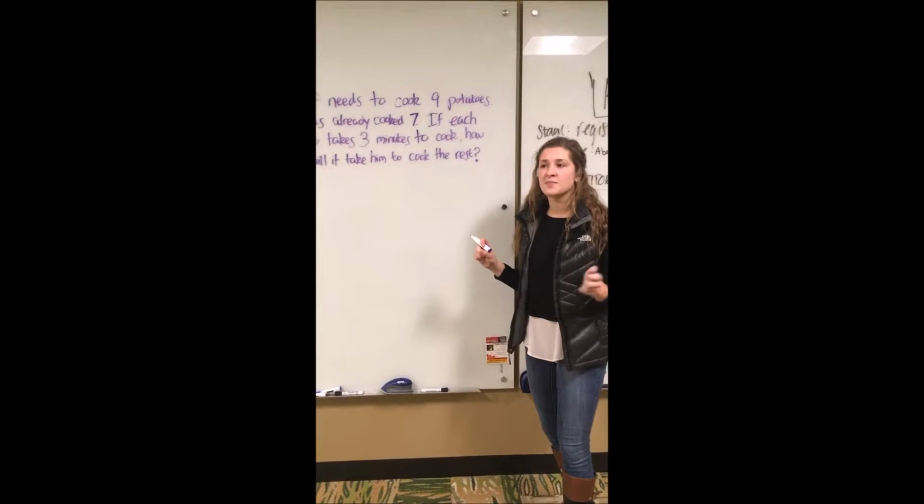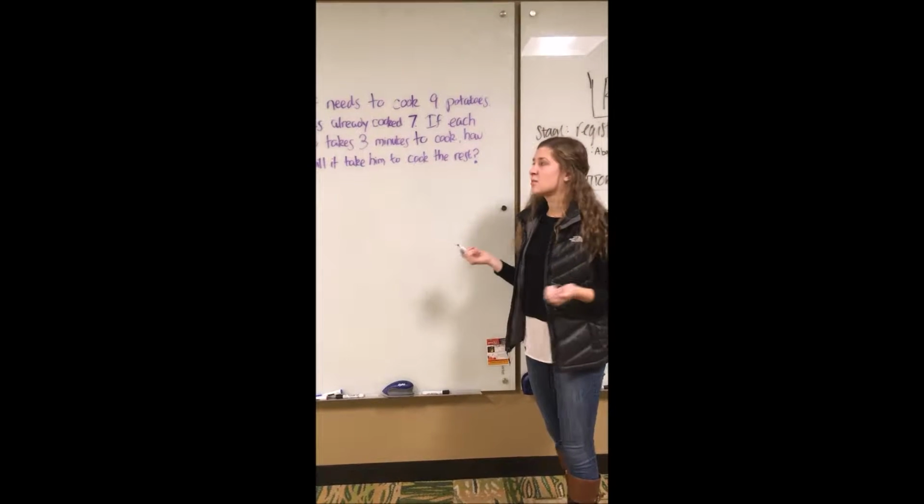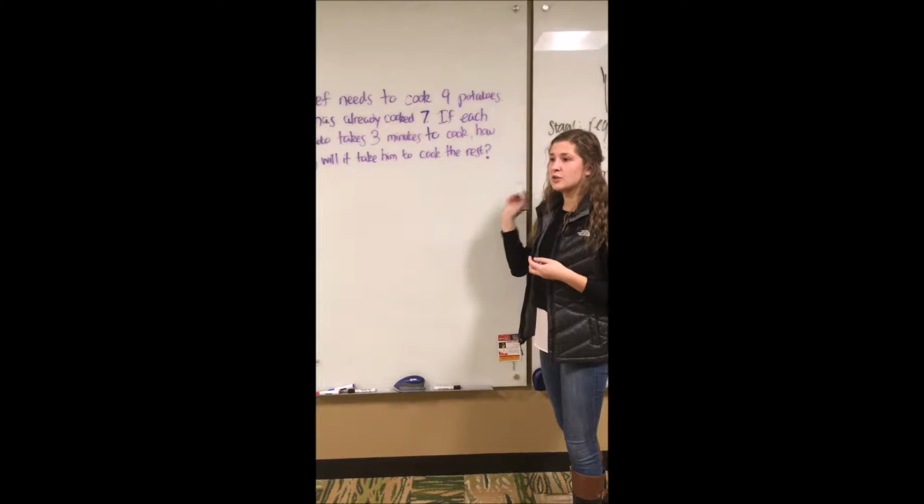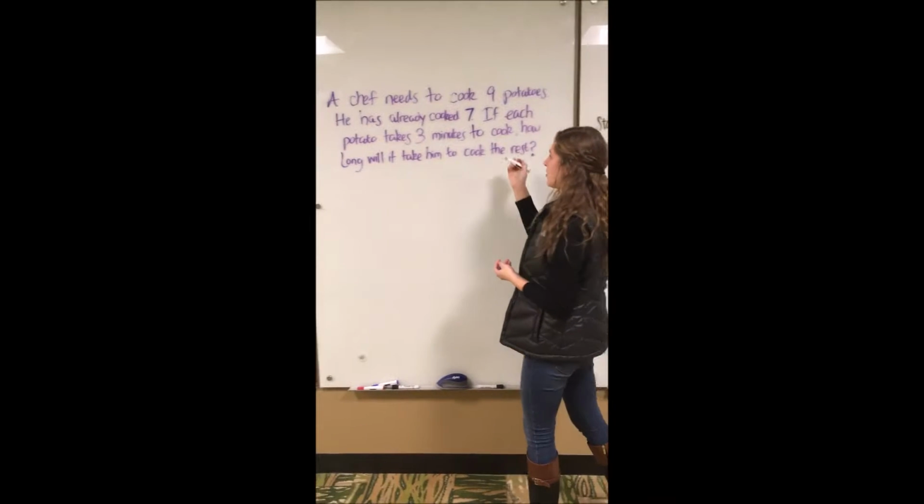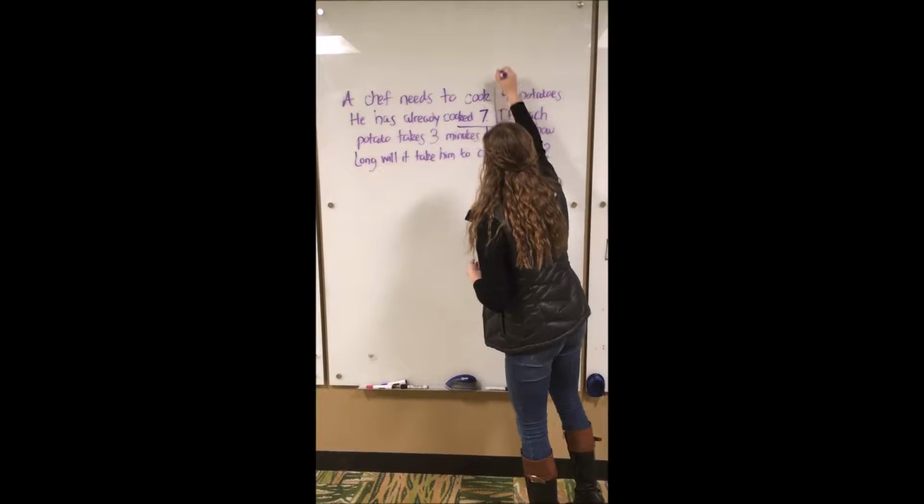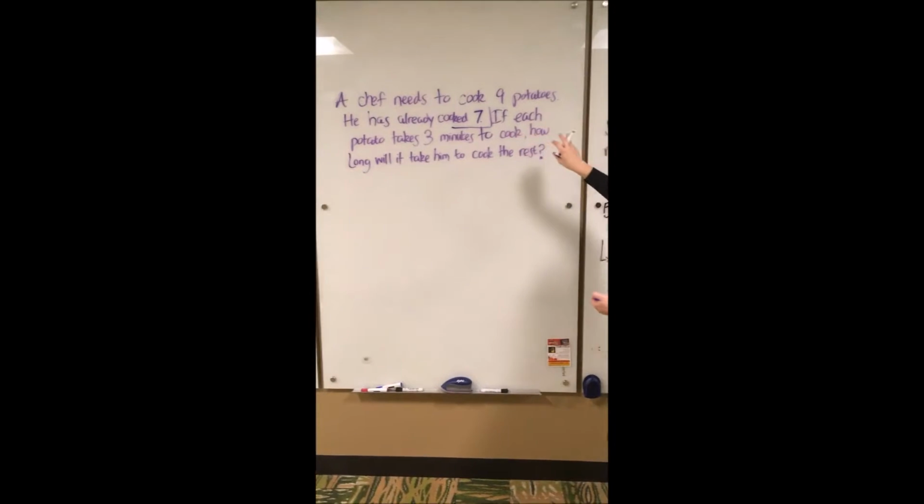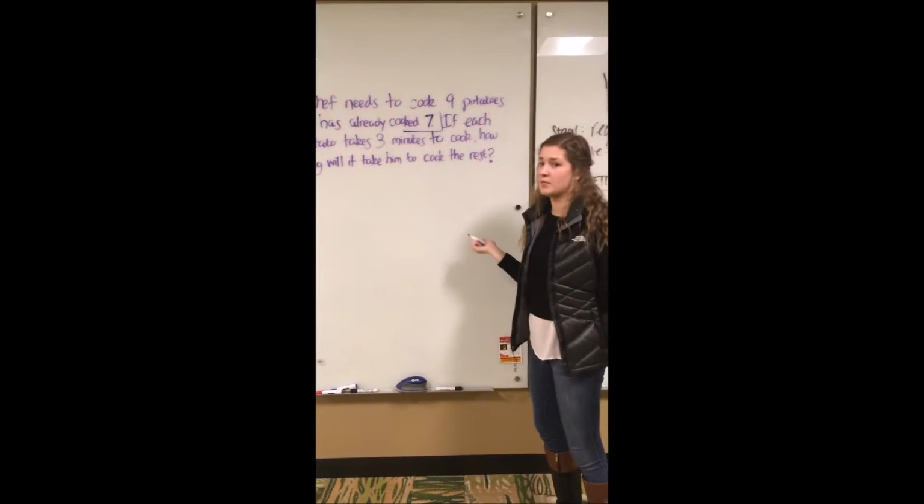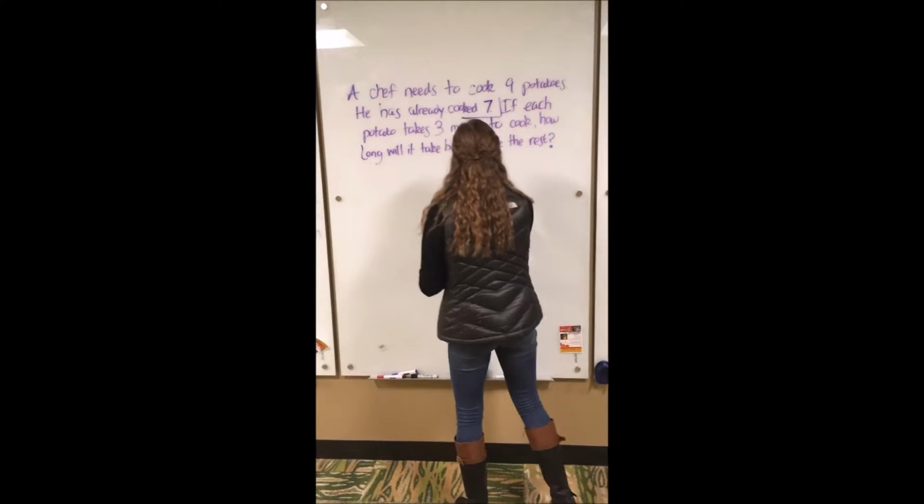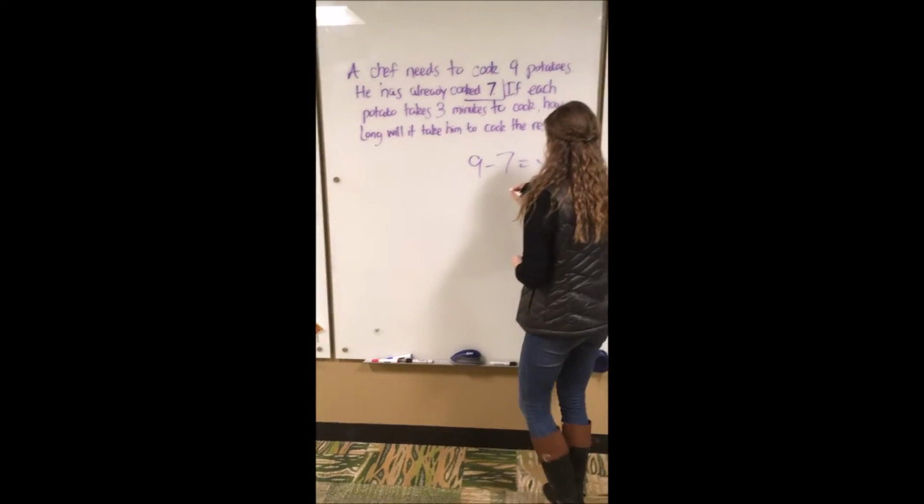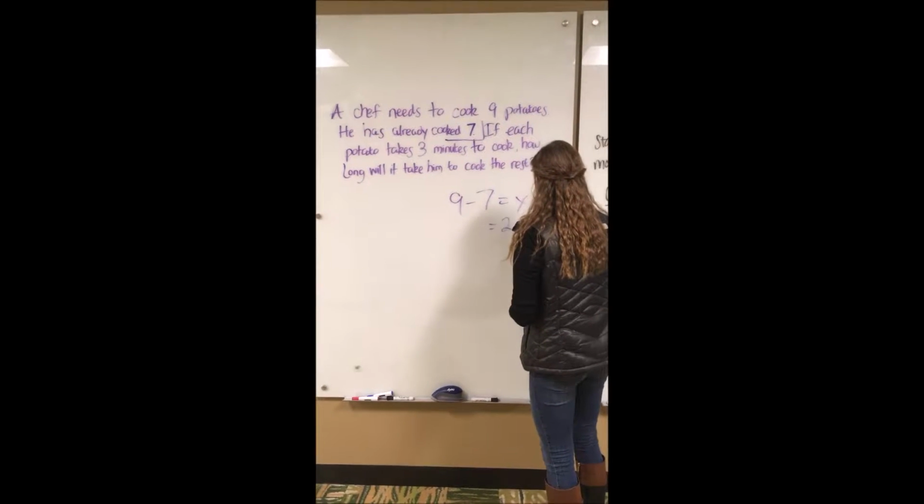So for two-step problems, my favorite strategy that I think is the most beneficial is to break it up into 2 one-step problems. And so for our first break, right here, you can see what the problem is. So a chef needs to cook 9 potatoes and he's already cooked 7. So how many potatoes does he have? You have 9 minus 7 equals X. And so you can see that he has 2 potatoes left.